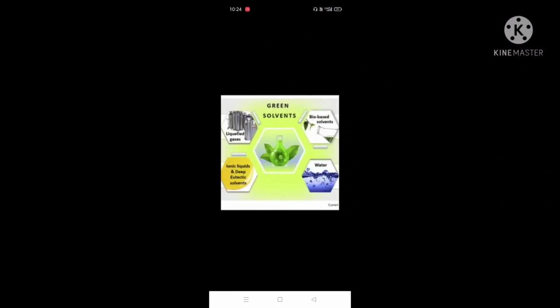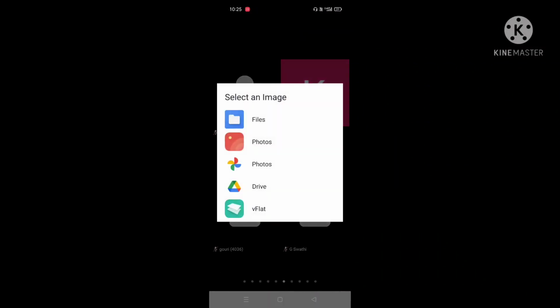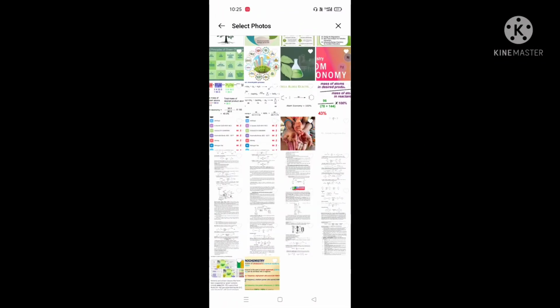Then bio-based solvents. Bio-based solvents mean some fatty acids that we get naturally. We use bio-based fatty acids as well. Water is the best solvent for green synthesis. If it is water, then 100% it is a green synthesis solvent. Ionic liquids, eutectic solvents, deep eutectic solvents: these are some of the liquid solvents we use in green synthesis.